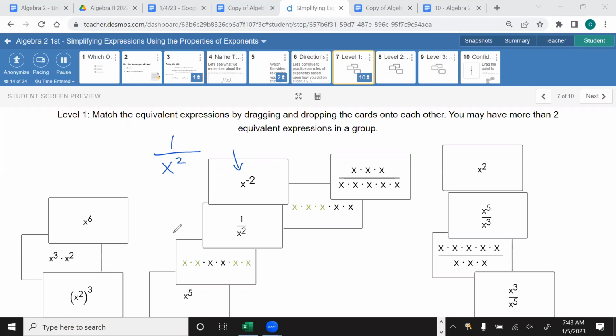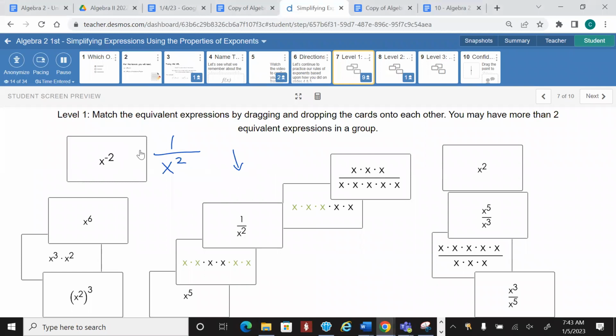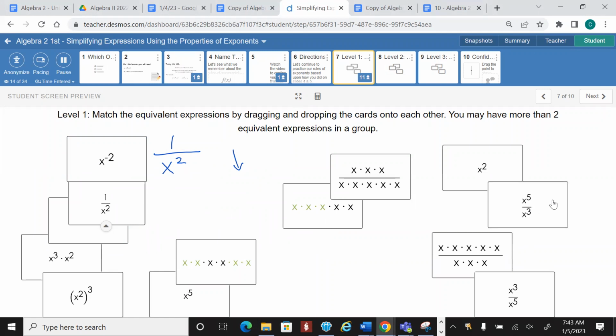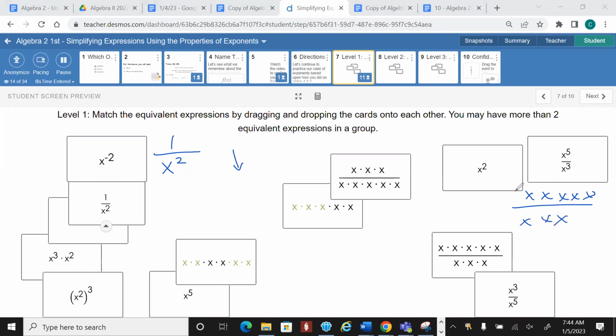I took x to the second and just flipped it. Okay, so these two things should match up right here and right here. Boom. Okay. If I have this x to the 5th divided by x to the 3rd, so that means I'm going to have 5 x's in the top and 3 x's in the bottom. I'm going to cancel, cancel, cancel. How many do I have left over? 2. So I'm going to have an x to the 2nd.